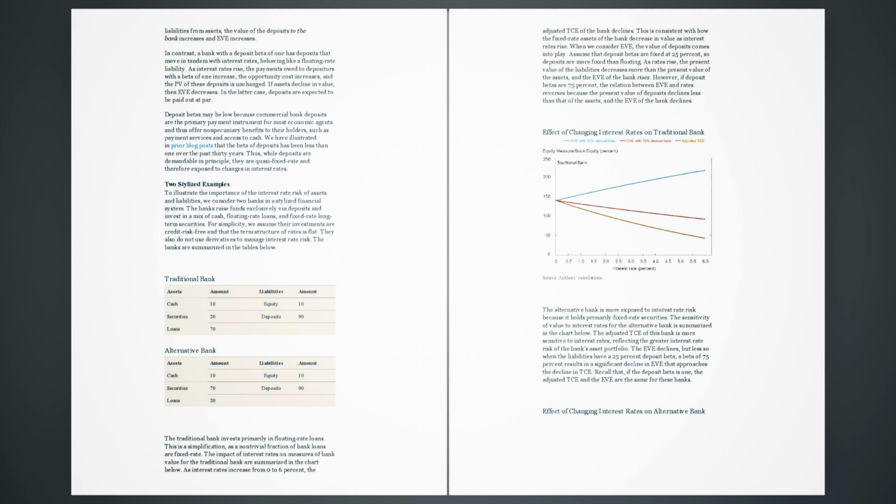The alternative bank is more exposed to interest rate risk because it holds primarily fixed-rate securities. The sensitivity of value to interest rates for the alternative bank is summarized in the chart below. The adjusted TCE of this bank is more sensitive to interest rates, reflecting the greater interest rate risk of the bank's asset portfolio. The EVE declines, but less so when the liabilities have a 25% deposit beta. A beta of 75% results in a significant decline in EVE that approaches the decline in TCE. Recall that, if the deposit beta is 1, the adjusted TCE and the EVE are the same for these banks. Effect of changing interest rates on alternative bank.